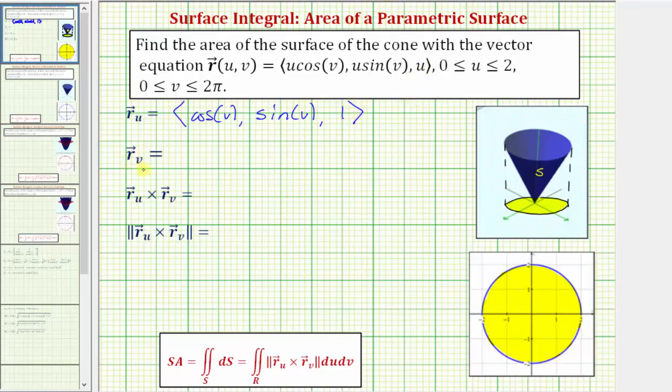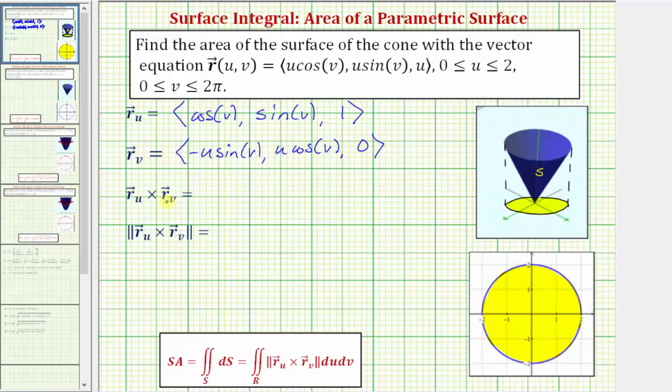And now to find the partial with respect to v, we differentiate each component with respect to v. So the derivative of u cosine v with respect to v would be u times negative sine v, or negative u sine v. For the y component, we'd have the derivative of u sine v with respect to v, which would be u times cosine v. And for the z component, we'd have the derivative of u with respect to v, which would be 0.